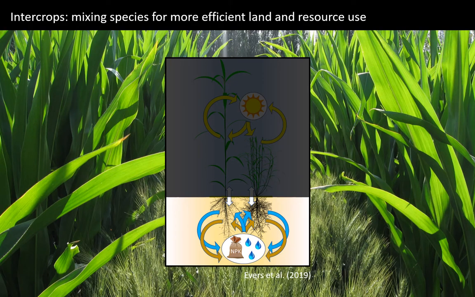Okay, now that was all about above ground resource competition for light. But as mentioned in the introduction of this lecture, a lot is going on below ground as well that contributes to the performance of intercrops. Depending on the type of system and the type of species you're looking at, it may actually be more important what's happening below ground than what's happening above ground.